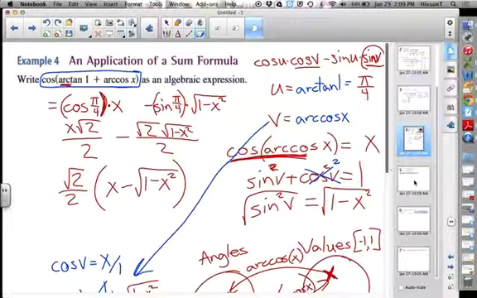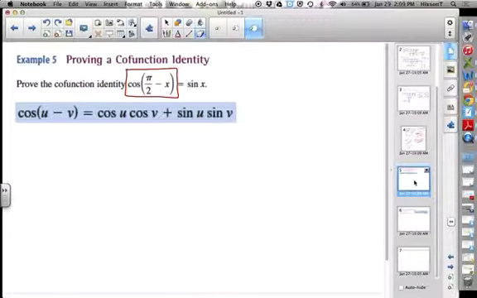All right, let's try one here, okay? So we're going to try one that will actually prove the cofunction identity. I'm telling you it should end up equaling sine. Let's find the cosine of pi over 2 minus x using our formula here. We have the cosine of the difference of two angles. So what's angle u going to be? Pi over 2. And angle v is going to be x. Alright? So go ahead and try that one.